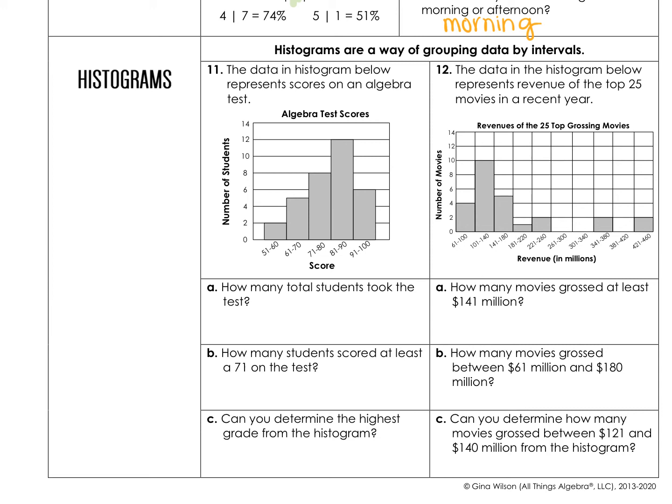So the data in this histogram represents scores on an algebra test. So we've got scores on that x-axis, number of students, or the frequency, on the y-axis. So how many students in total took the test? If you look at the frequency of each bar on the histogram, that tells you the number of students that scored within each interval. If you add them all together, you get that 33 students took the test.